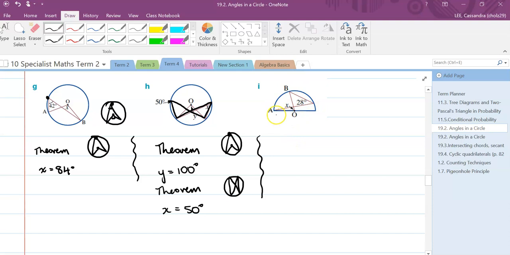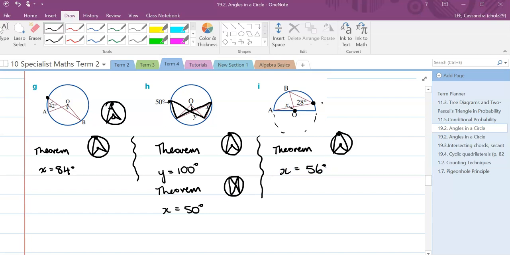Now here we have a semicircle, right? So if I was just going to pretend that this was a full circle, then this point here would still be at the center. So again, I'm going to use my center and circumference theorem, because this angle here that's at the circumference is equal to 28 degrees. The angle at the center is going to be double that, so we know that x is going to be equal to 56. So again, I'll just write my theorem, and in this case, it's going to be the center and circumference theorem. And using that theorem, we know that x is going to be equal to 56 degrees.